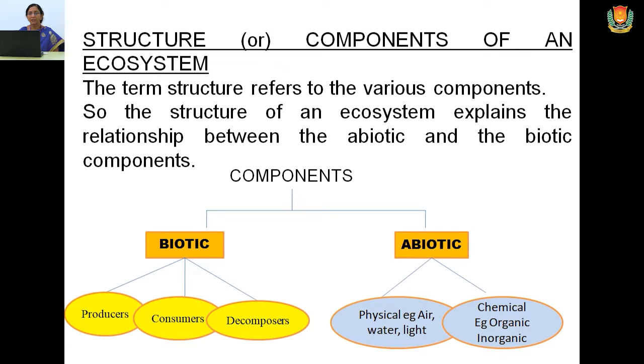Then when we come to consumers, there are 3 types of consumers. The first one is herbivores or primary consumers. For example, you can see goat, sheep and cow.